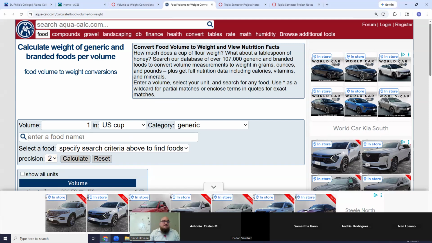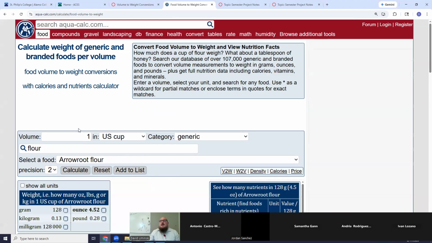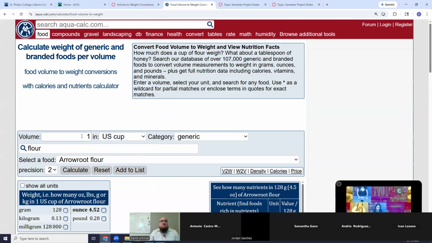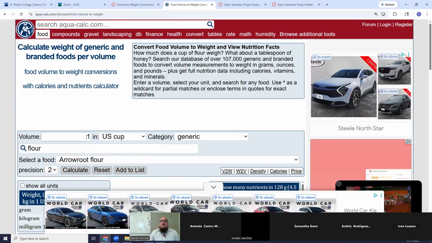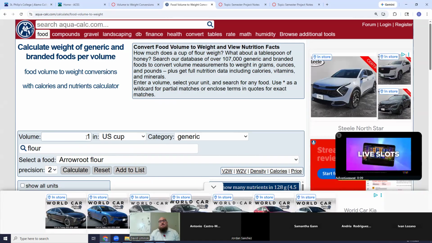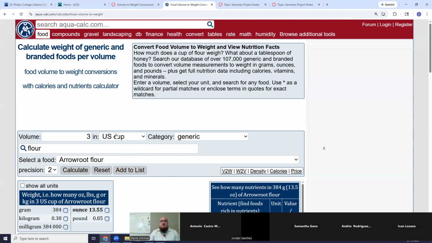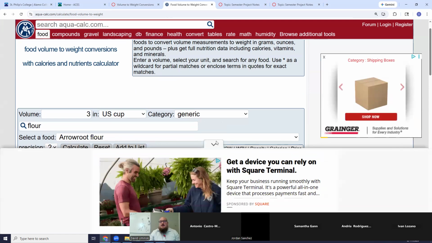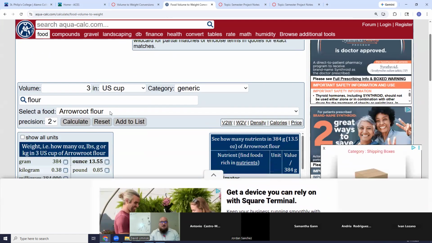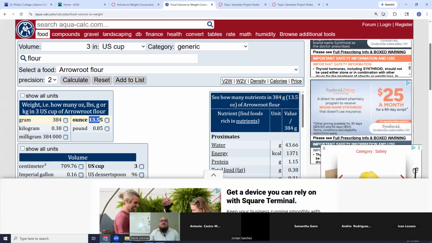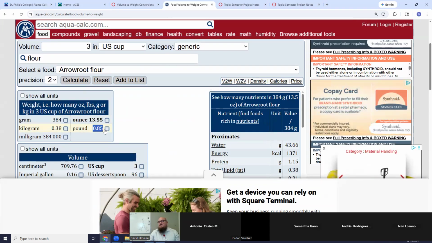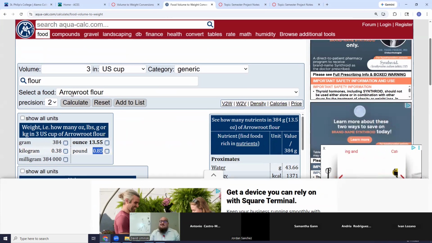Coda, give me a type of ingredient that we might use in any recipe. Flour. Okay, cool. Jan, what's the measurement of our flour? 3 cups. Are we good with cups, or do we want to change it to something different? Cups is fine. Okay, so 3 cups of flour. It says 13.55 ounces or 0.85 pounds. However, this is arrowroot flour. Am I looking for arrowroot flour? No.